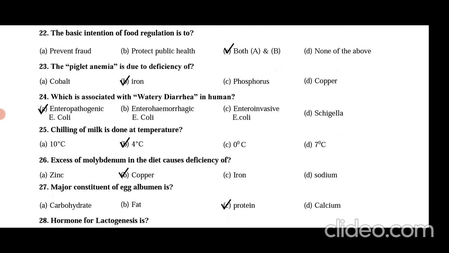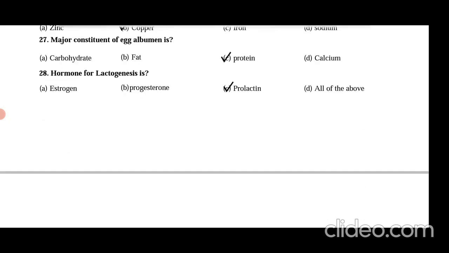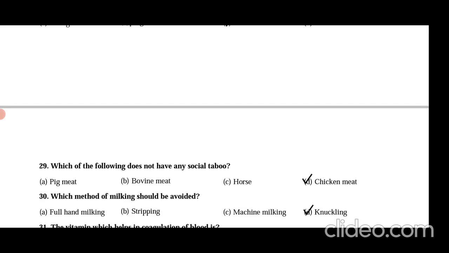Albumin, the name indicates that albumin is a protein. The hormone for lactogenesis is prolactin. Prolactin causes the lactogenesis. Which of the following does not have any social taboo? Chicken meat does not have any social taboo.